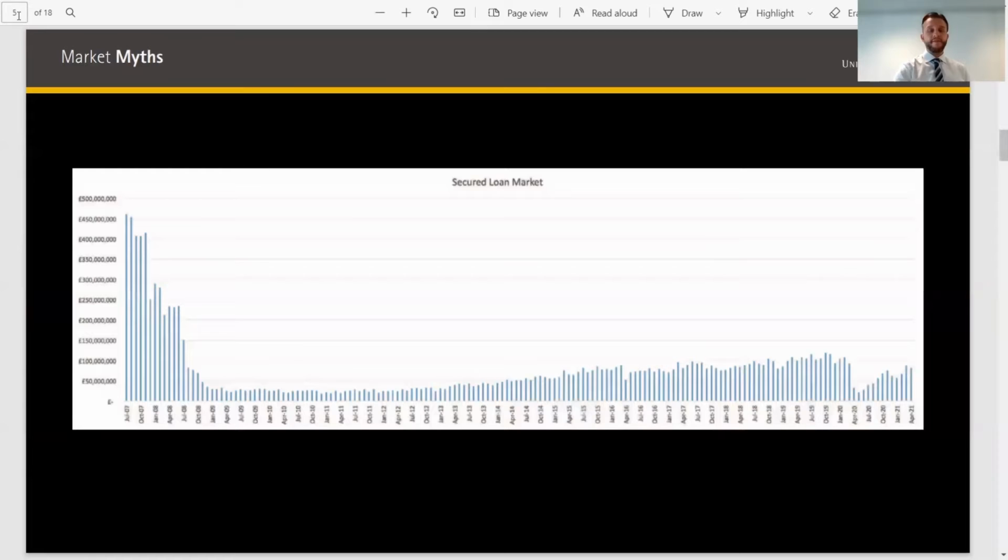Now, to bring to life what I mentioned about the size of the market, I just wanted to give you this graph here, which shows that back in 2007, the market peaked at around about 450 million a month.